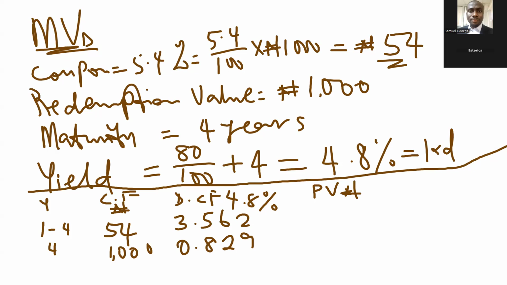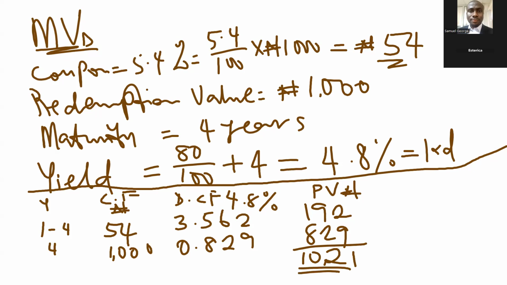Then our PV in naira is going to be 3.562 times 54. I have 192. Okay, let's just say approximately 192. Then 0.829 times 1,000, that is 829. Add everything together: 829 plus 192. I got 1,021.